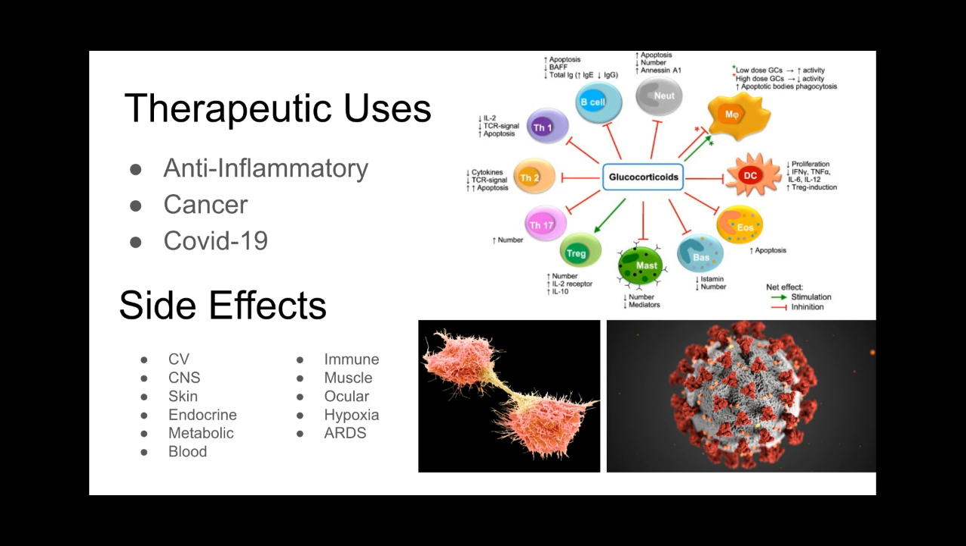Dexamethasone can thus be used to treat a number of inflammatory and autoimmune disorders, such as rheumatoid arthritis and bronchospasm. Other inflammatory conditions it is used for include laryngotracheobronchitis, and that's a type of respiratory infection usually caused by a virus, and plantar fasciitis, which is a disorder of the connective tissue supporting the arch of the foot.